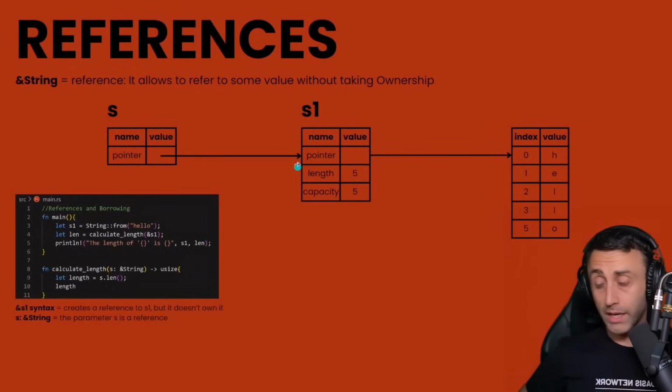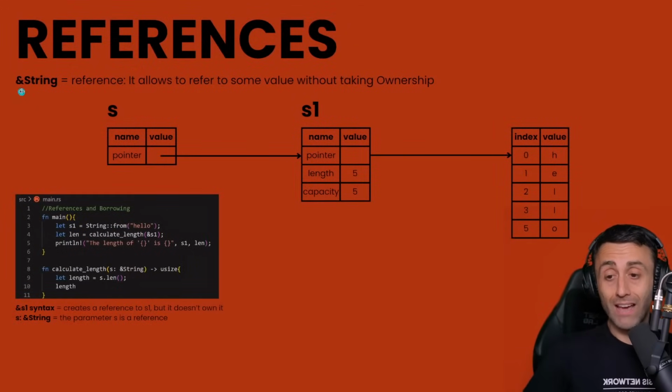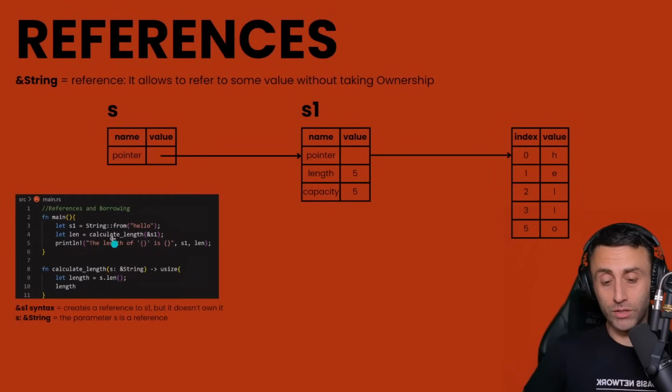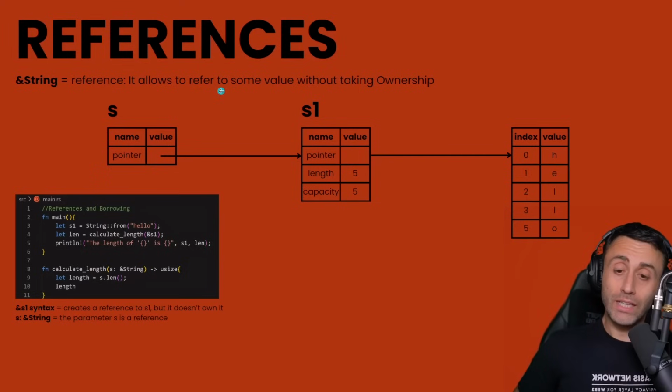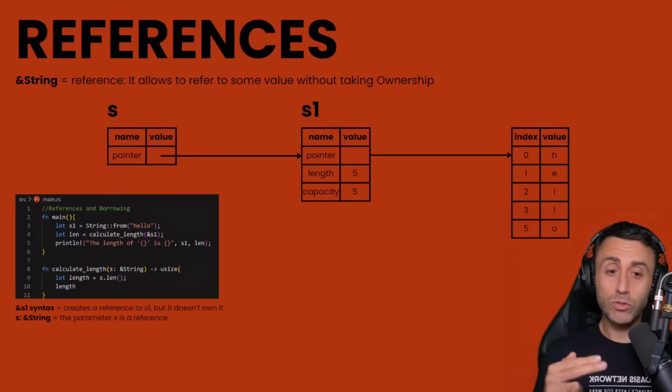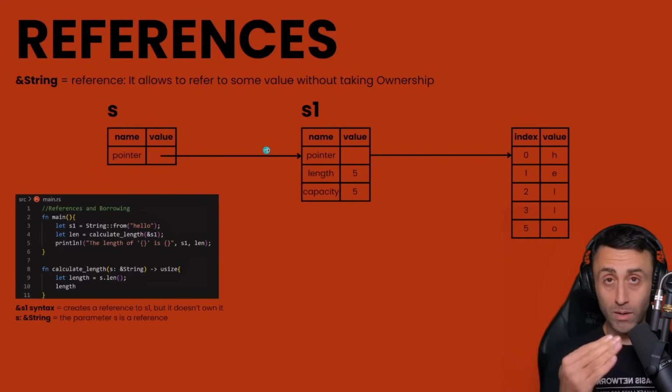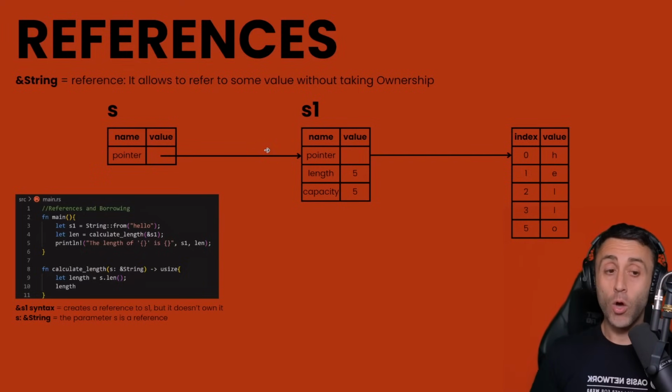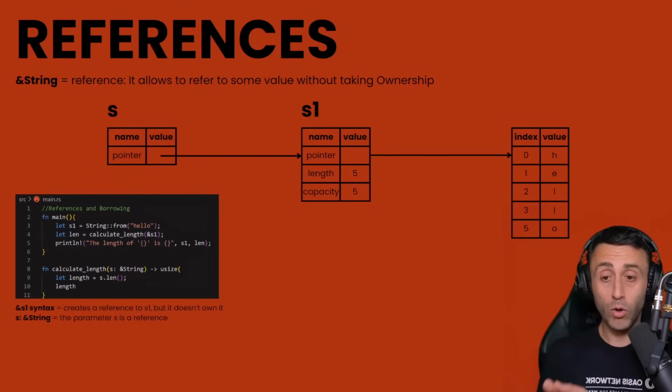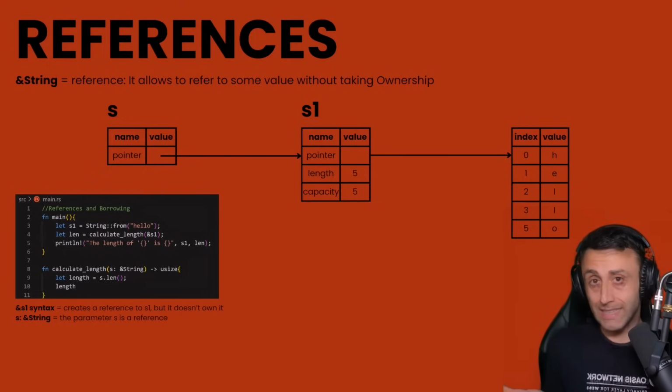We can also check here references. We have this &String. This is the code that we just wrote. &String is a reference. It allows us to refer to some value, but the crucial part is that we are not taking ownership of the variable when we use it. This is exactly what we want.